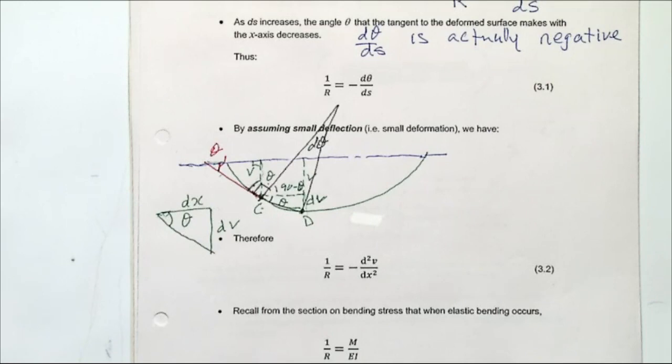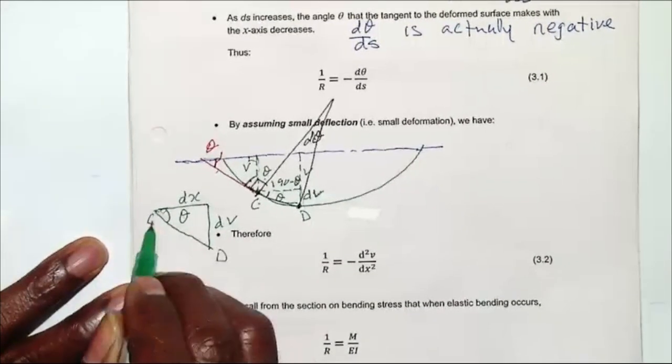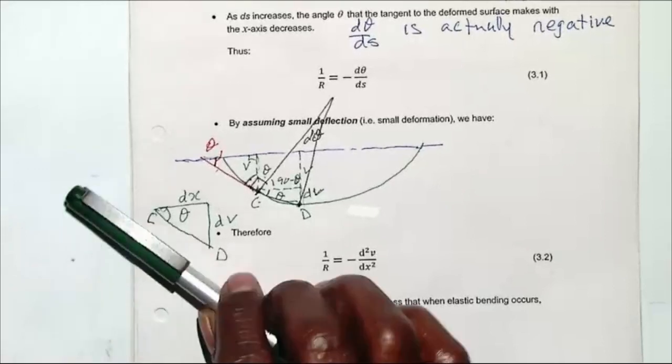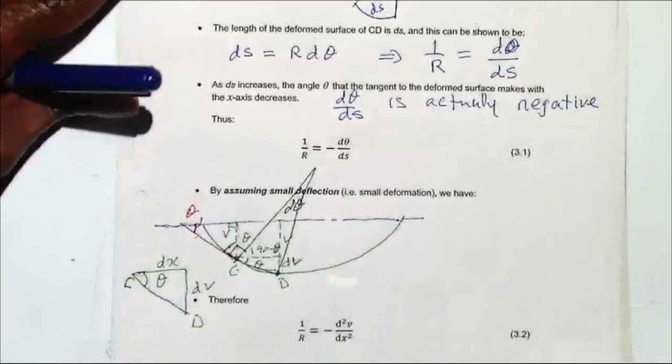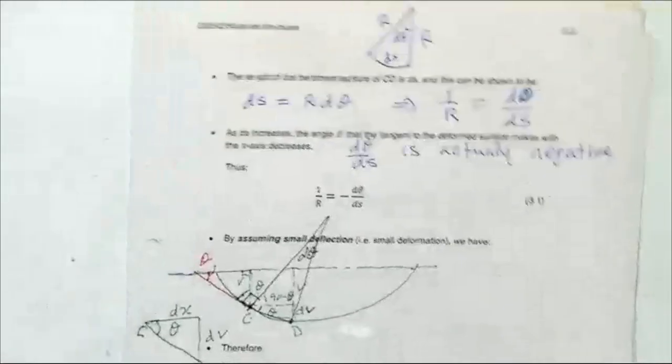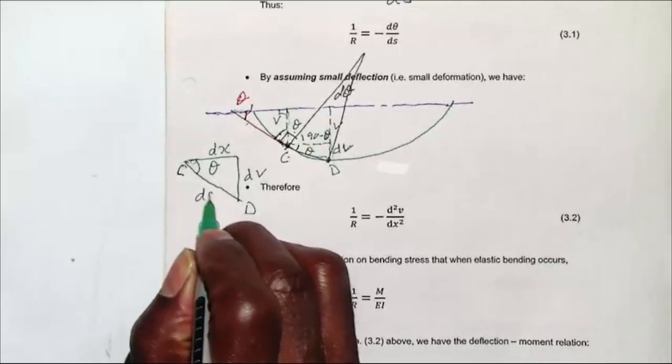So what is this one here? That is our C, that is our D. What is the diagonal of that triangle? Square root of dv squared plus dx squared. Yep, that's nice, but that is very complex. Look at what we have at the top. We have ds there. So this one here will be ds.